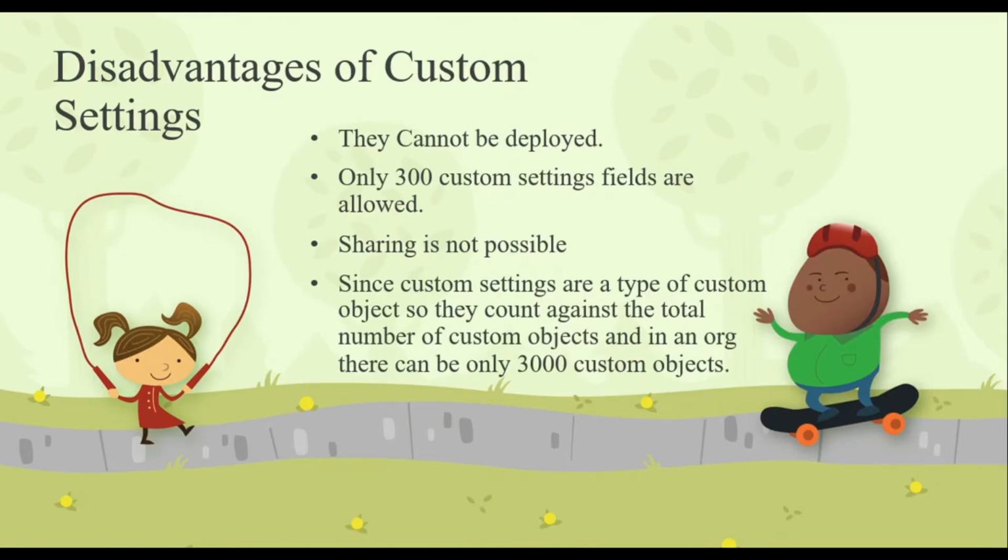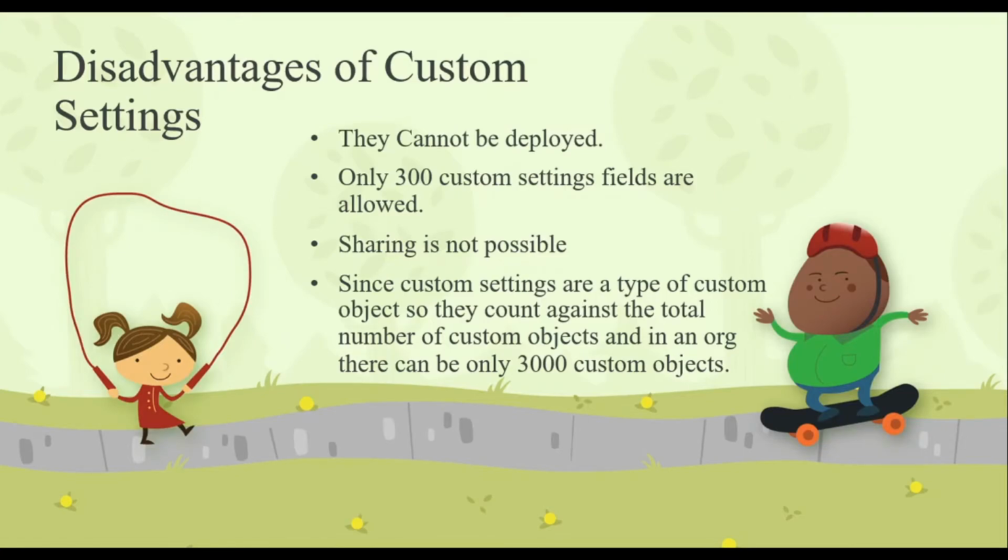Fourth is that since custom settings are a type of custom object, they count toward your total number of custom objects in an org. The max limit for that is 3000 custom objects. So if you think that custom settings are very good, remember that they count over your objects as well. If you are on a large organization, you have to take care of the ifs and buts of these custom settings. So these were the disadvantages of custom settings.